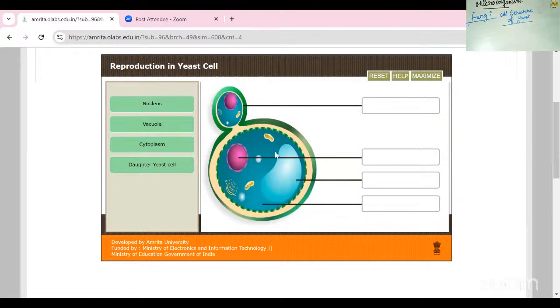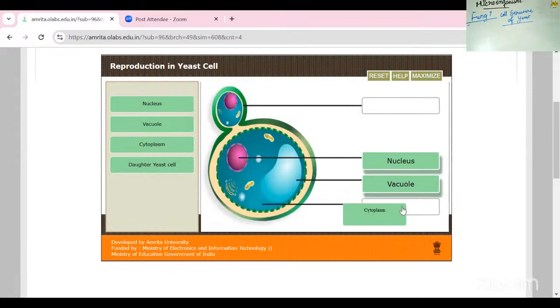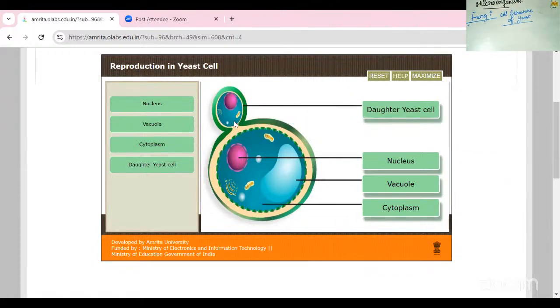Yes, this is the structure of yeast. What is this? The first part is called the nucleus. Second one, vacuole. This part is called the vacuole. Third one is cytoplasm. This blue color is surrounded in all areas; the blue color fluid is called cytoplasm. Daughter yeast cell: the new yeast cell is produced at that part, so this is called the daughter yeast cell.